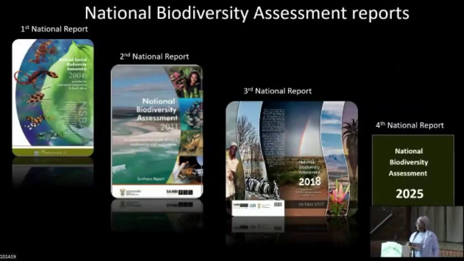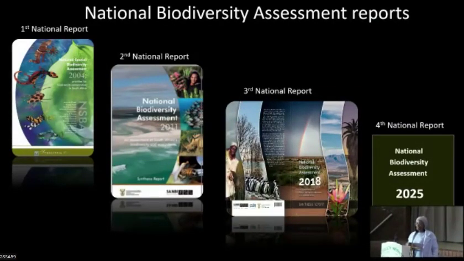In fulfilling this legal mandate, SANBI produces a high-level and comprehensive report on South Africa's state of biodiversity every 5 years. And this report basically tells us how we are doing in protecting and conserving our prized biodiversity. So far, 3 iterations of this report, called the National Biodiversity Assessment, have been completed, and work is underway to publish the 4th NBA report.